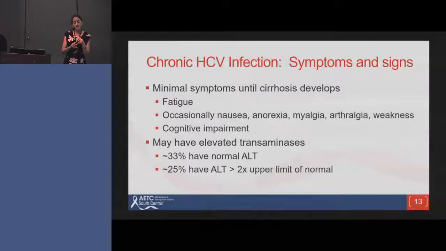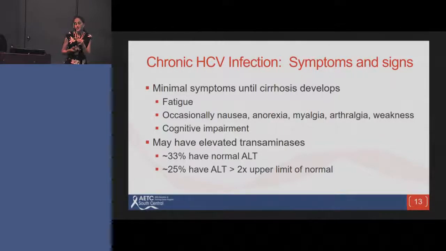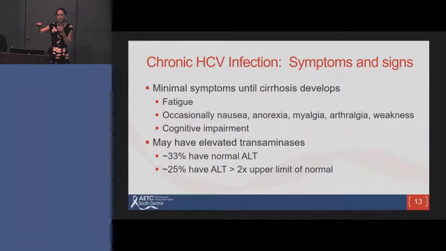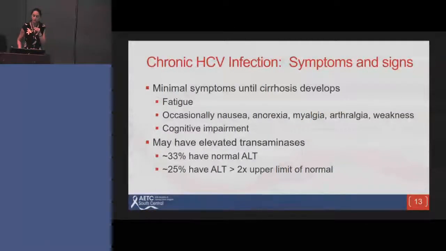About a third of people will actually have normal transaminases, normal ALT, AST levels. Two-thirds will have elevated levels, but it's actually pretty unusual. Only about a quarter will have levels over twice the upper limit of normal. So you'll see these low-level elevations of ALT in the majority of people that you see with hepatitis C.